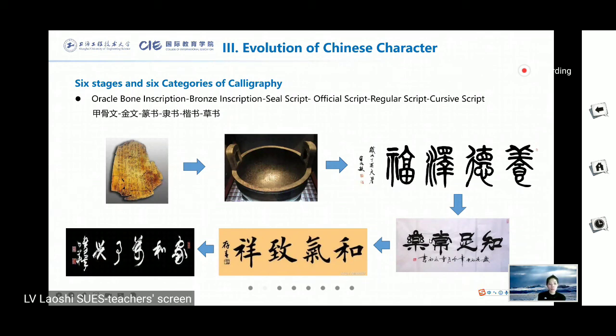And for this one, the official script, 知足常乐, which means pursuing a simple lifestyle with contentment will make you always happy, which encourages people to cherish what they already have. And this one, the regular script, 和气致祥, which means harmony brings great fortune. And this one, the cursive script, 家和万事兴, which means harmony at home brings prosperity.